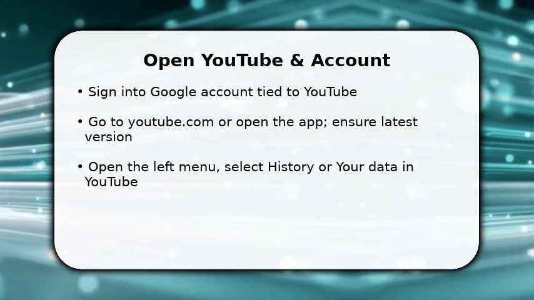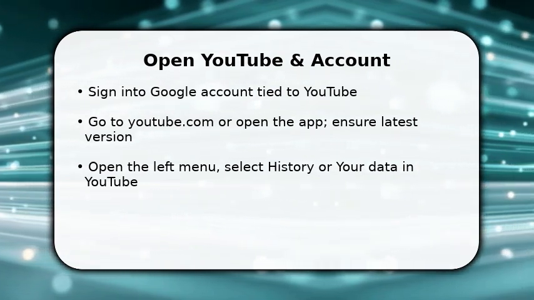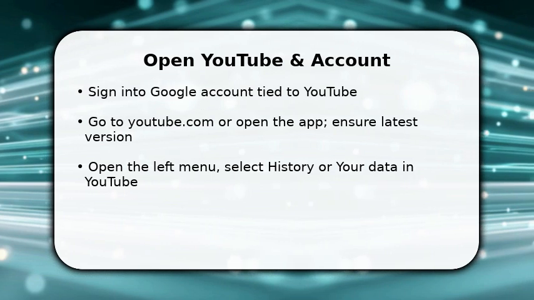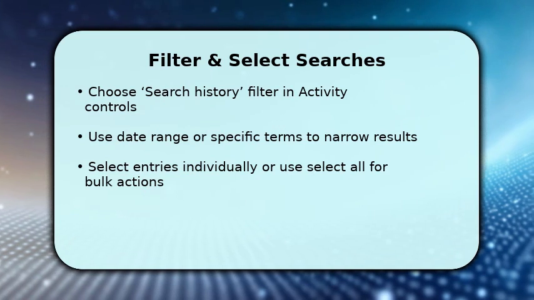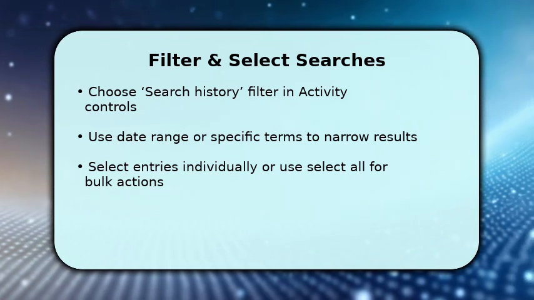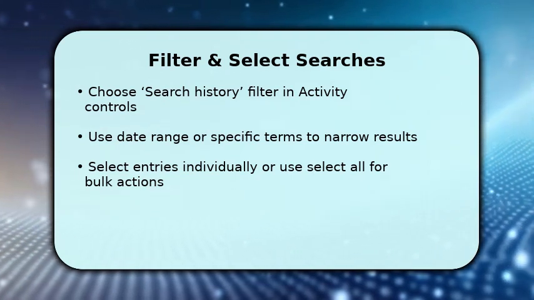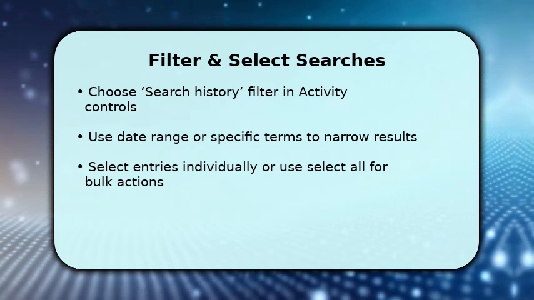You do this to access the activity timeline where searches are recorded, so you can view, filter, and export what follows. Now you narrow the history to just search events by choosing the Search History filter inside Activity Controls. This isolates queries from watch history.